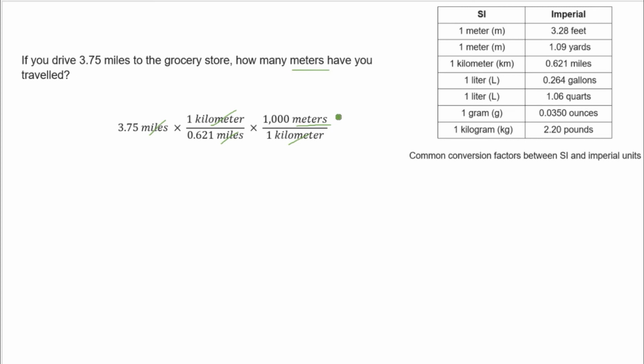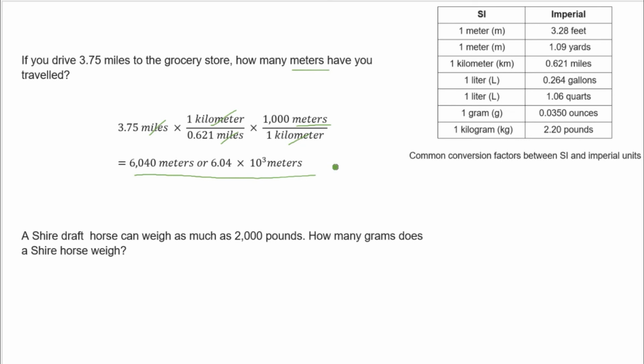Now I simply plug this into my calculator, and I get 6,040 meters, or if you would like to convert it into scientific notation, 6.04 times 10 to the third meters. Either way is totally fine. Those numbers are the same. Let's look at one more problem.